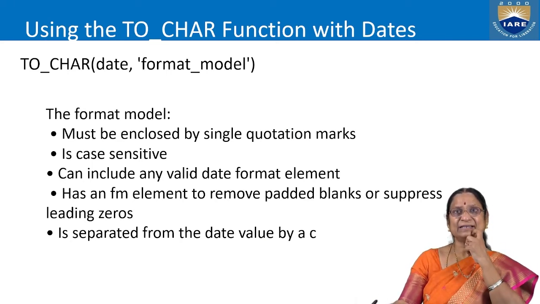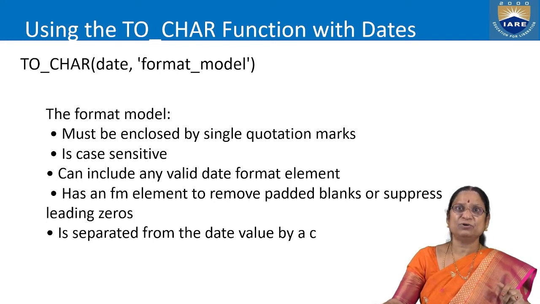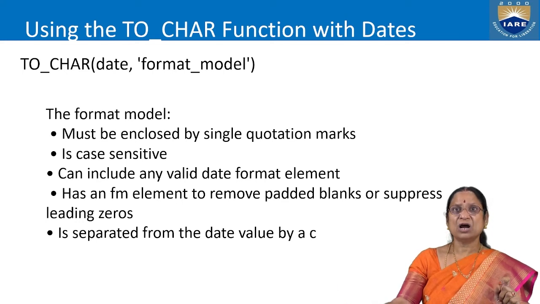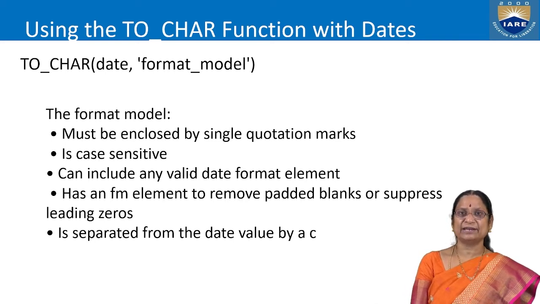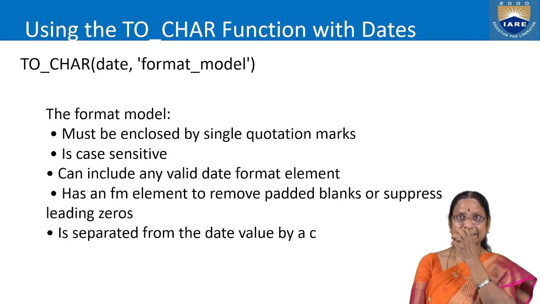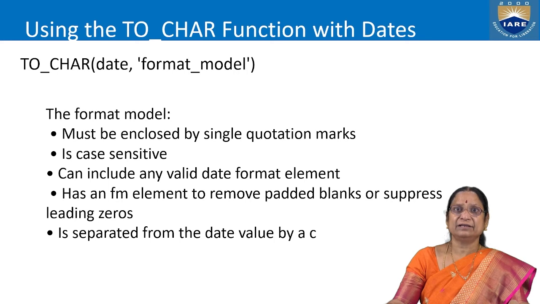While using the TO_CHAR function, the date and some format model will be there. Based upon the model, the conversion process will be carried out. So how to use the TO_CHAR function with dates? TO_CHAR of date, TO_CHAR of number, converting a number into character, converting a date into character. The format model must be enclosed within single quotes, and it is case sensitive because, as I told you, it is enclosed within quotes, so it's a constant. So lowercase and uppercase must be distinguishable.